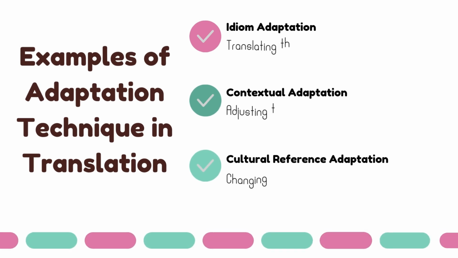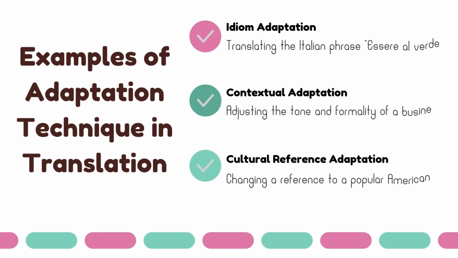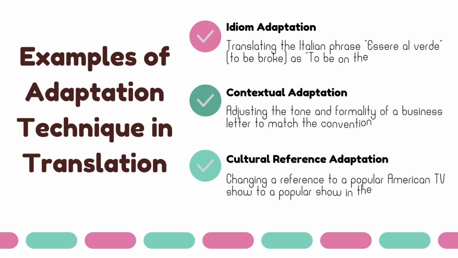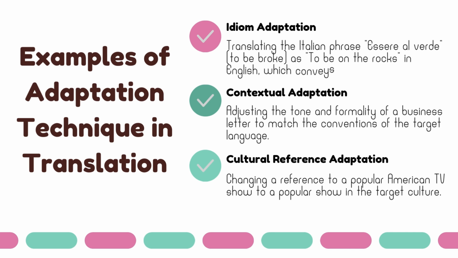Examples of adaptation technique in translation. Idiom adaptation. Translating the Italian phrase "essere al verde", to be broke, as "to be on the rocks" in English, which conveys the same meaning. Contextual adaptation. Adjusting the tone and formality of a business letter to match the conventions of the target language. Cultural reference adaptation. Changing a reference to a popular American TV show to a popular show in the target culture.